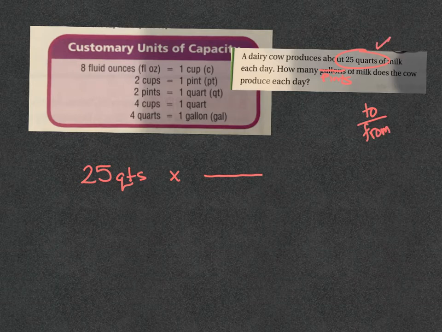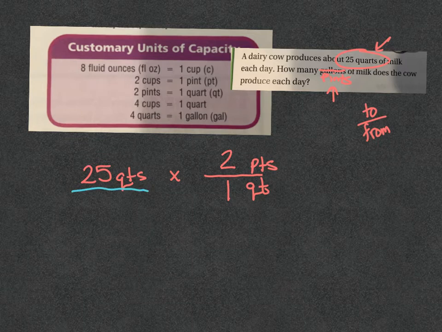Well, it was quarts, that's our from, and we want to change it to pints, so we're going to put pints there. Then we're going to check the conversion factors and see which numbers go with pints and quarts when they're equal. And here we go, 2 pints is equal to 1 quart. So I need to put 2 on the pints row and 1 on the quarts row. Now I have my conversion factor.